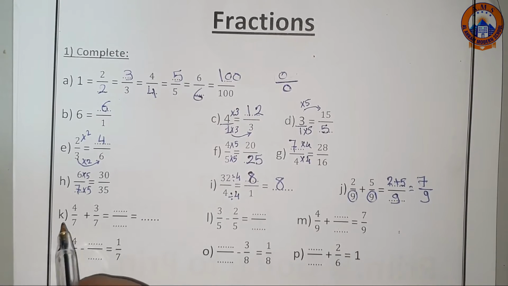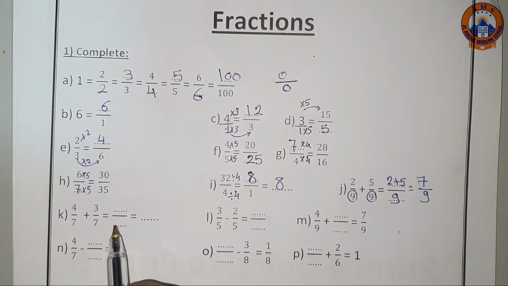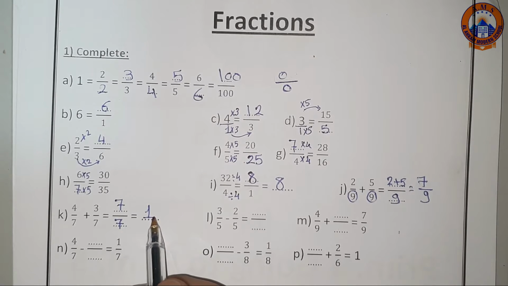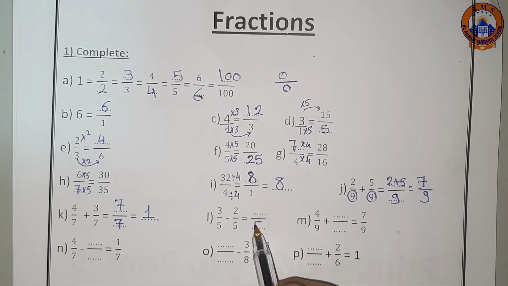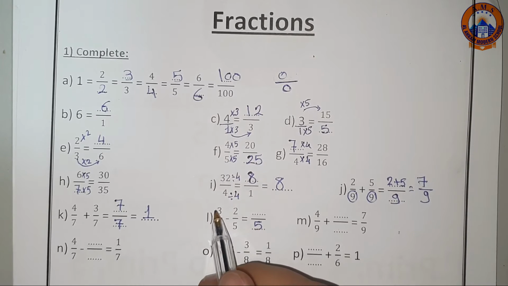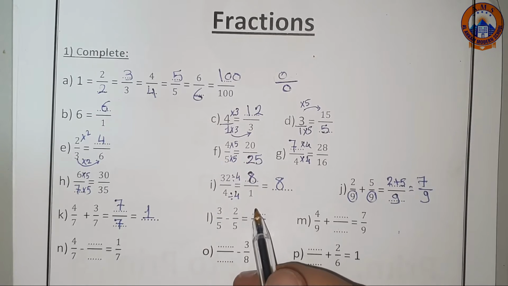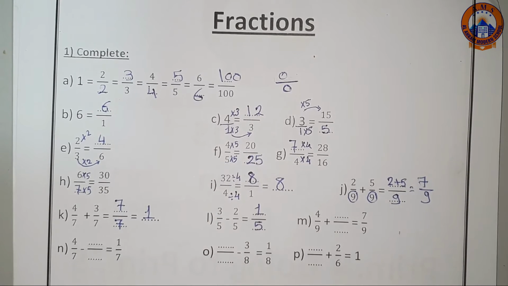Another question. We have a denominator 7, so the answer contains 7. Then we add 4 plus 3 equals 7. Now it's 7 over 7, which equals 1. Question number L. We have 5 in denominator, so the answer contains 5. 3 minus 2 equals 1, so the answer is 1 over 5.